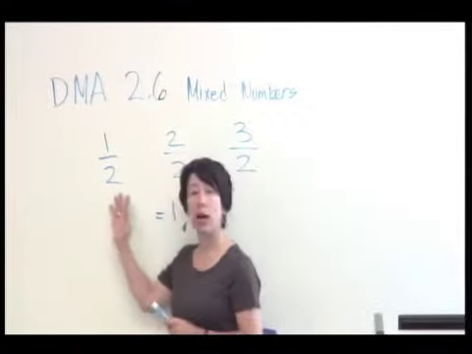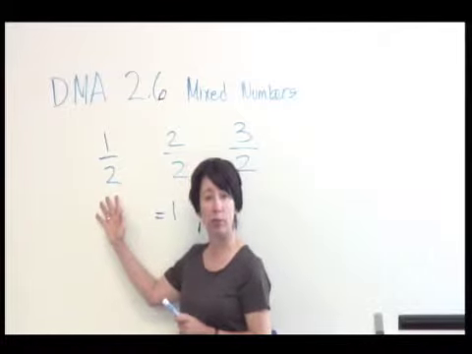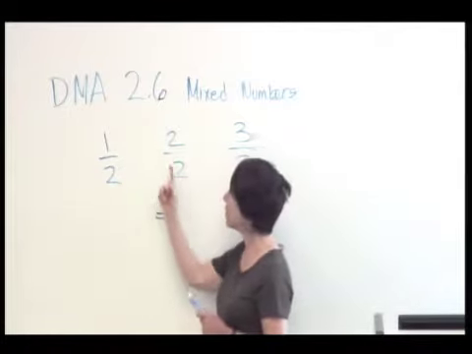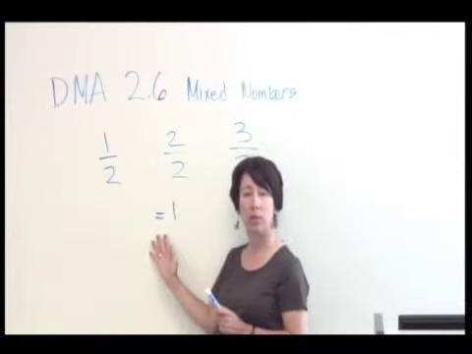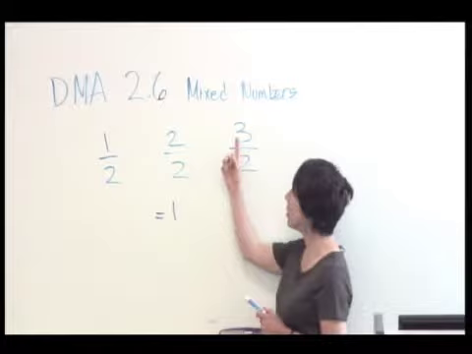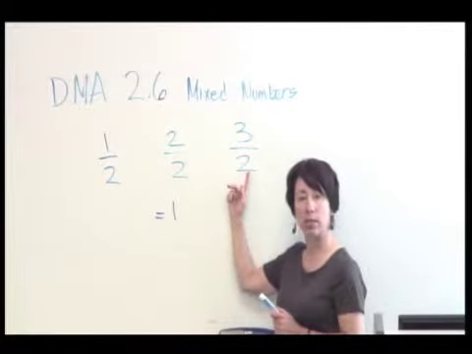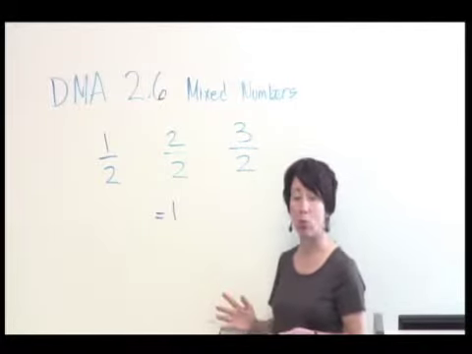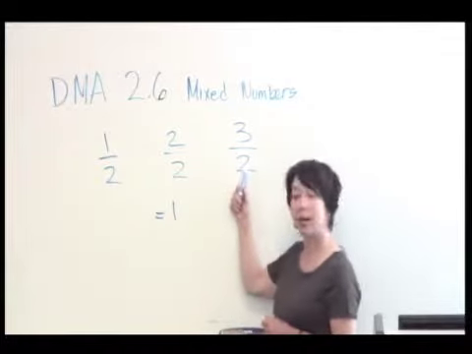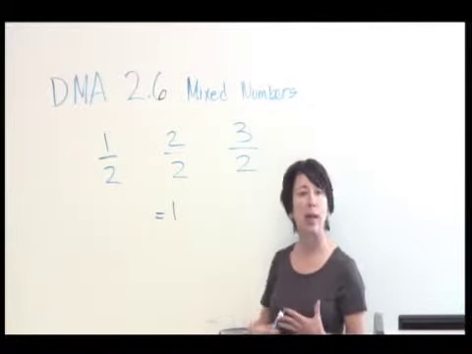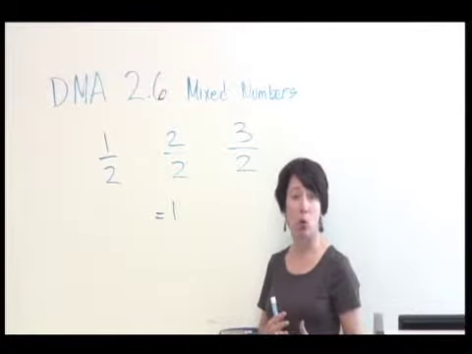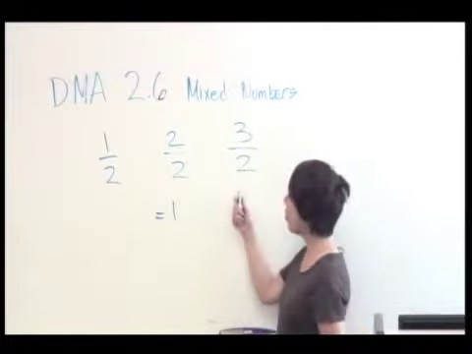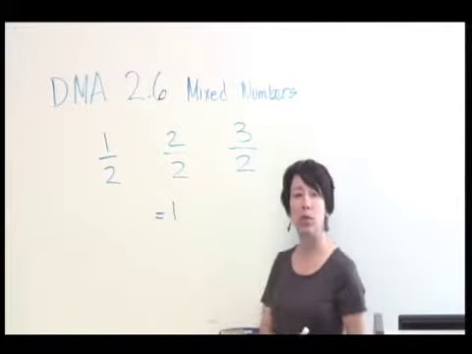So proper fractions are less than 1. Improper fractions where the numerator and denominator are the same are equal to 1. And improper fractions where the numerator is larger than the denominator are greater than 1. Now, this is not incorrect, but it's sometimes useful to see how a fraction relates to a whole number. So what we're going to look at is going between mixed numbers and improper fractions.